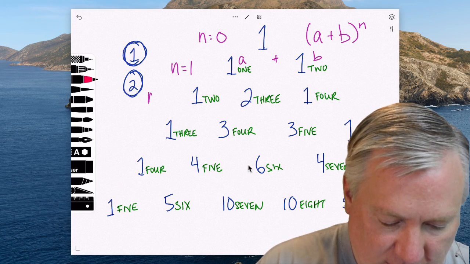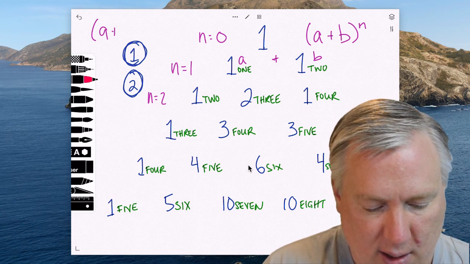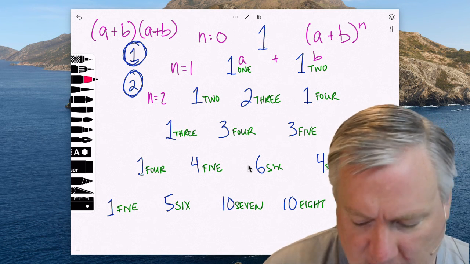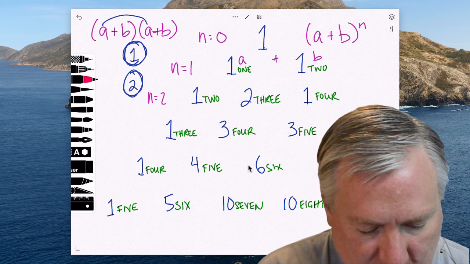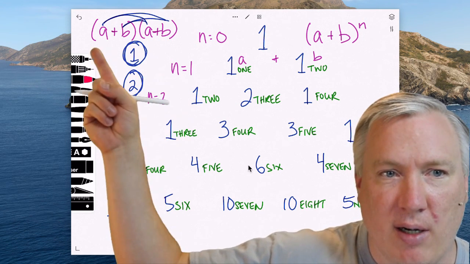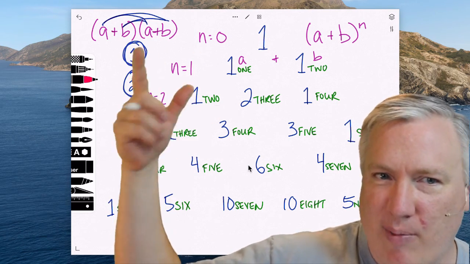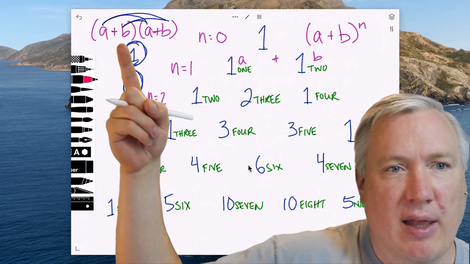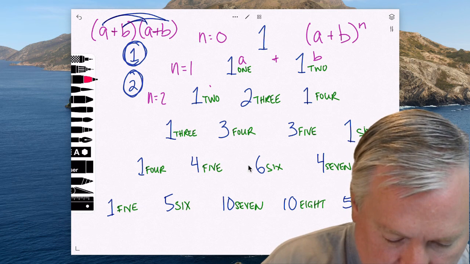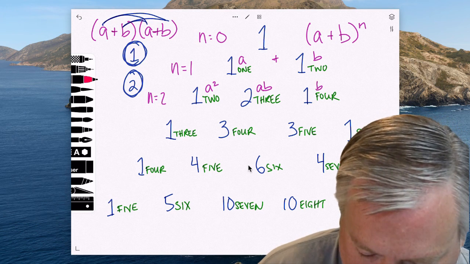If n is 2, so I'm squaring, now I'm going to have to multiply a plus b times a plus b. To solve that by hand, I'd have to distribute. The first part would be a times a, or a squared, and then I'd get a times b. And then here I'd have b times a, which is the same as a times b, so I'm having that term twice. And then I have at the end b squared. And so I end up with 1a squared, 2 ab's, and 1b squared.